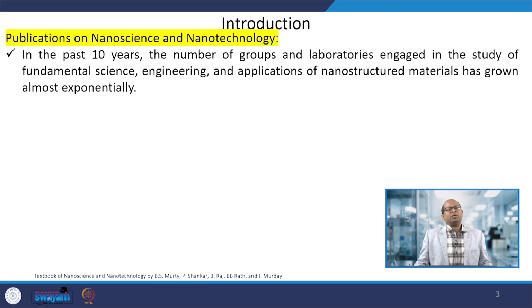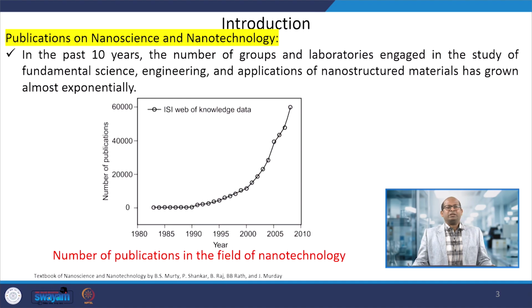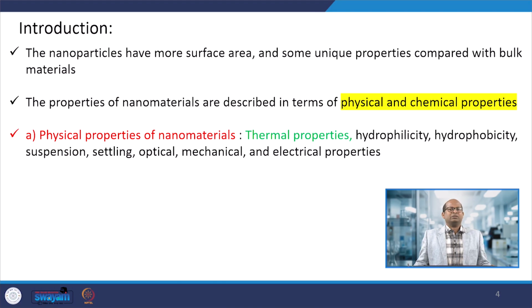If you look into the publications in nanomaterials, nanoscience and nanotechnology, over the past few years, or 10 years, you can see the number of publications considering nanomaterials or nanostructured materials has increased gradually and exponentially. Here you can see from 1980-85 up to 2010, the number of publications, as per ISI Web of Knowledge data, gradually increased.